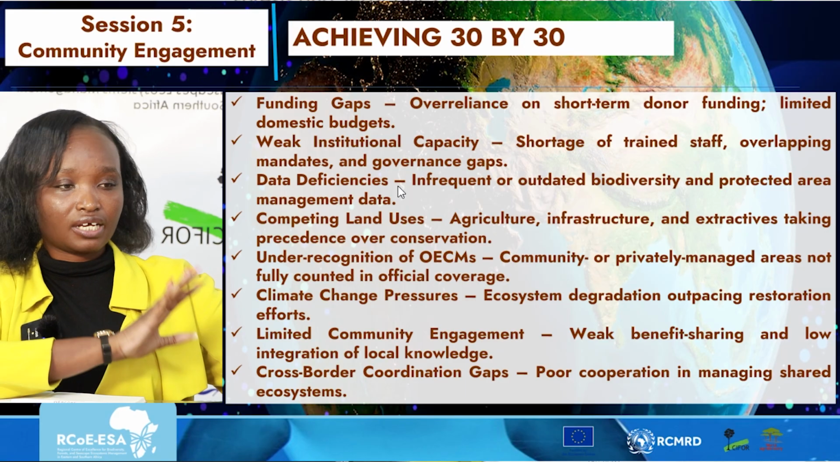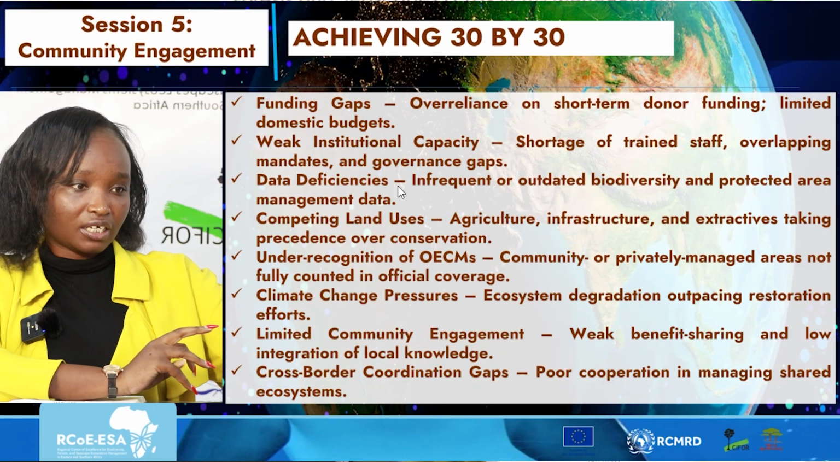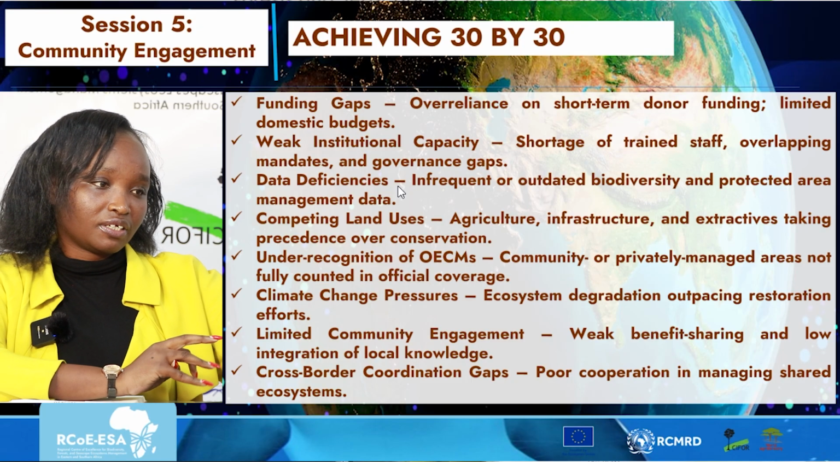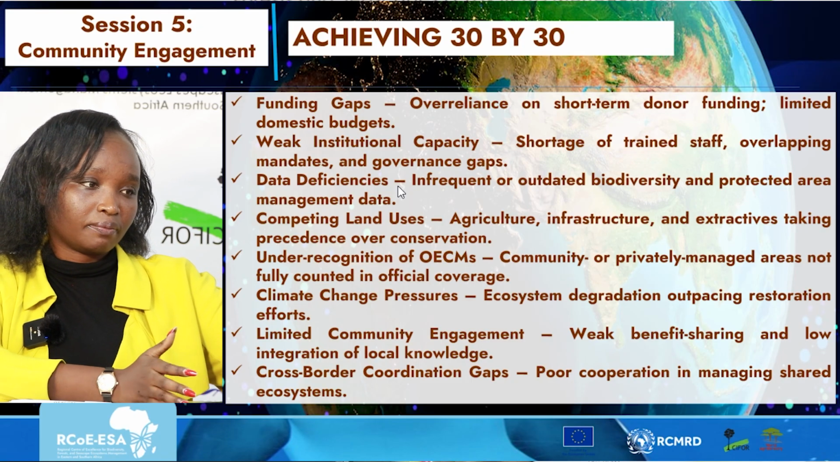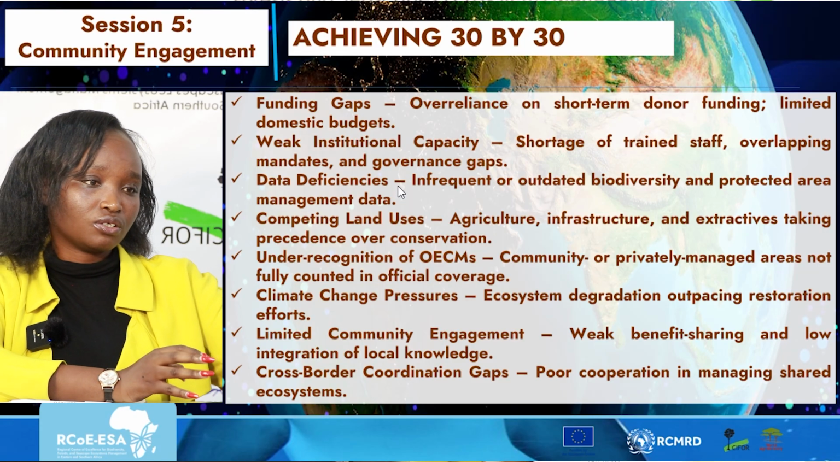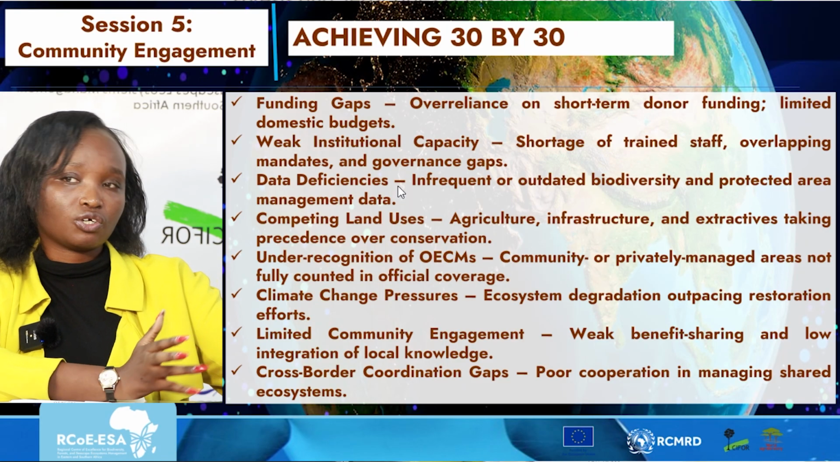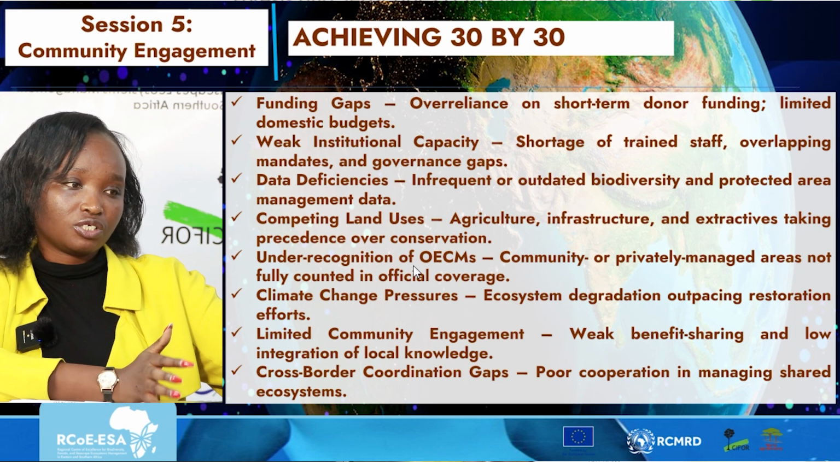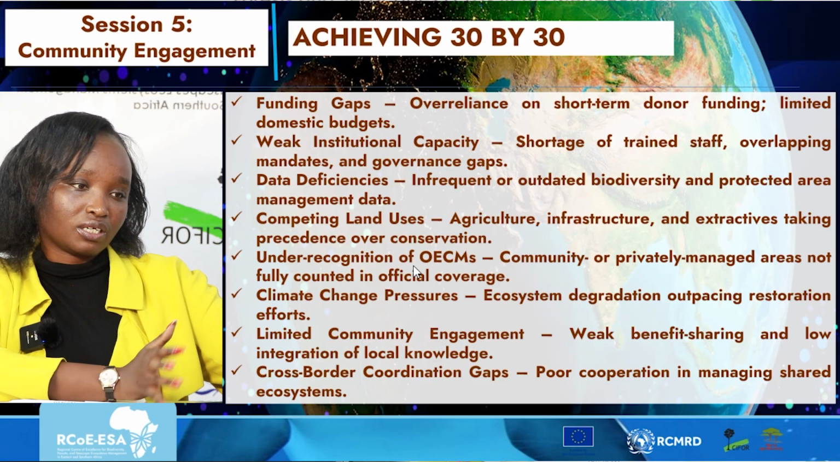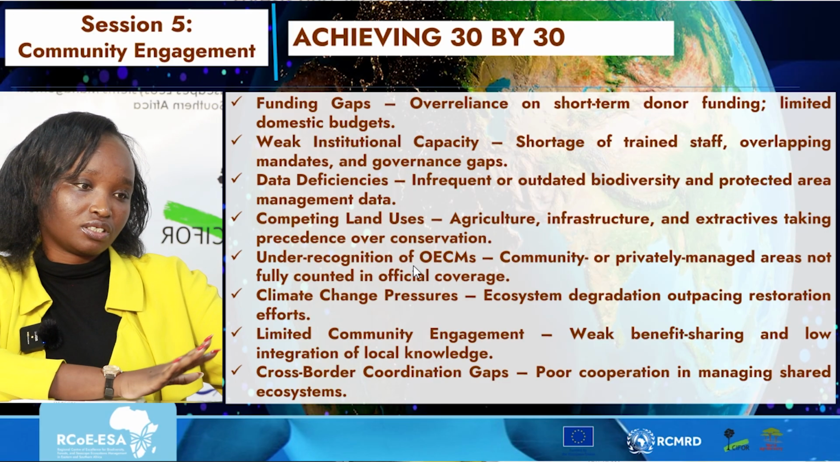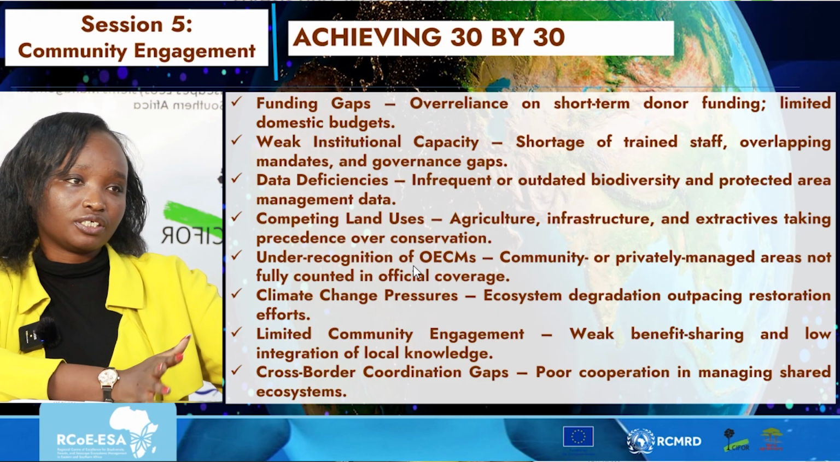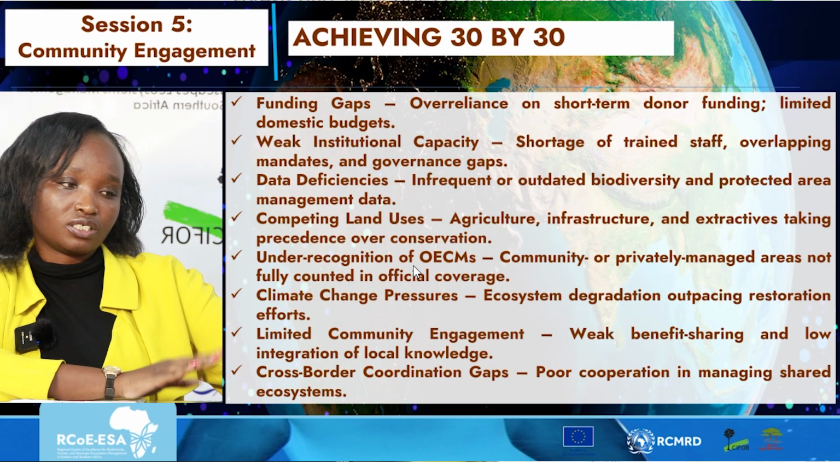Again, these are country specific. We have under-recognition of OECMs. These are either community or privately managed areas that are not fully accounted for in the official coverage of the 30 by 30. Then we have limited engagement of the community, that is weak benefit sharing. Not everyone is able to benefit from these conservation efforts. Cross-border coordination gaps, that is poor cooperation in managing shared ecosystems within the countries and the region.